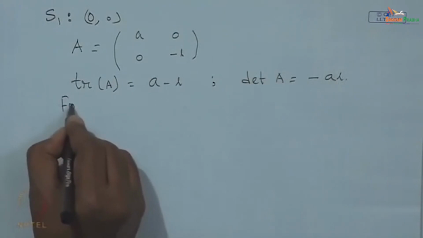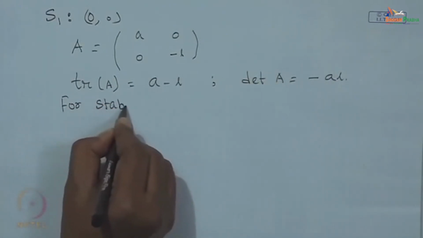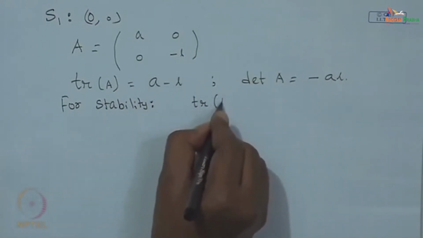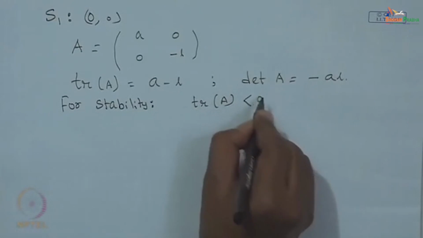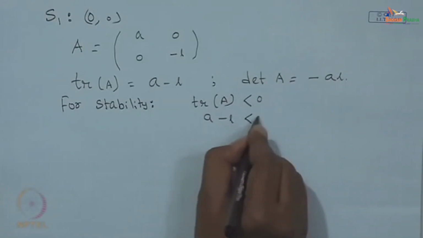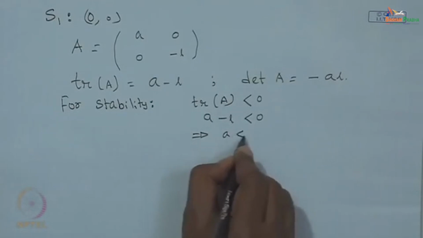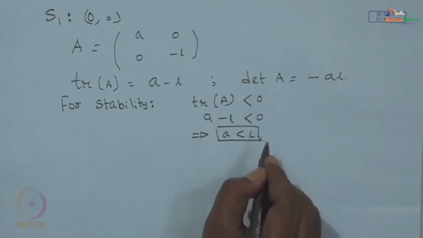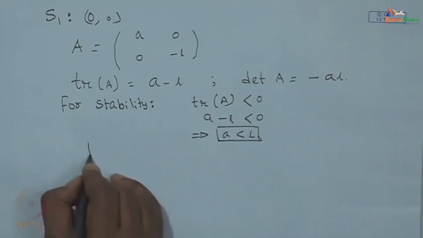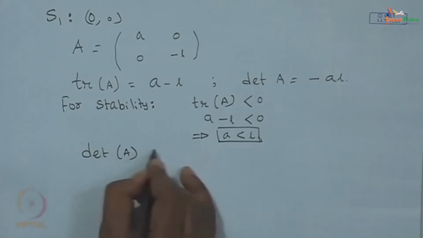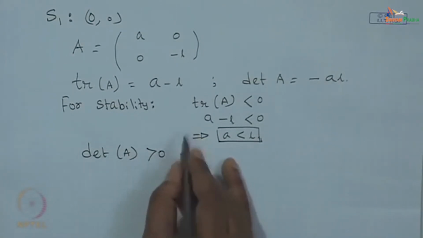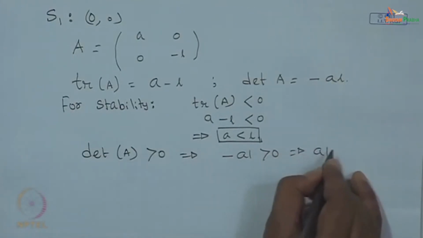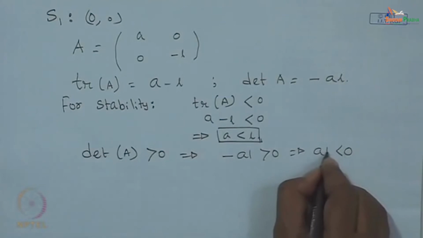Now, for stability of this particular steady state, the trace of A has to be less than 0. So, a - l should be less than 0. So, a must be less than l, that is required condition number 1, and the next condition is that the determinant of A should be greater than 0. That means -a l should be greater than 0, and a l has to be less than 0.